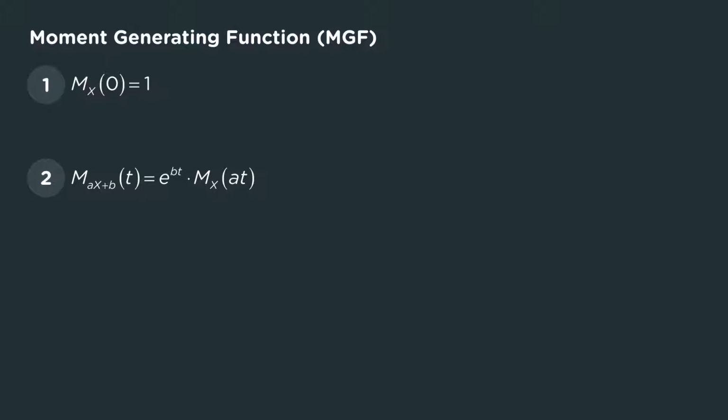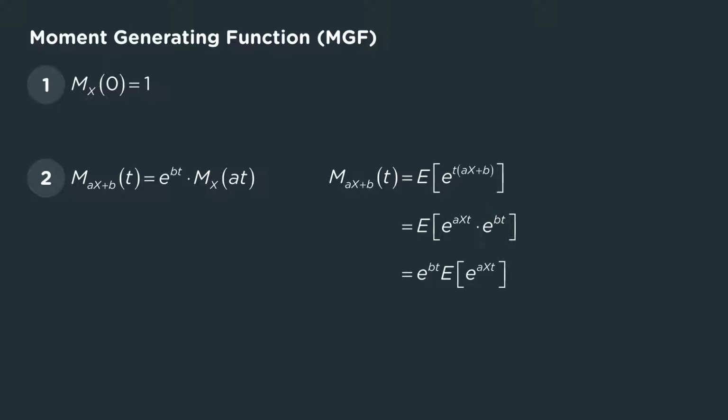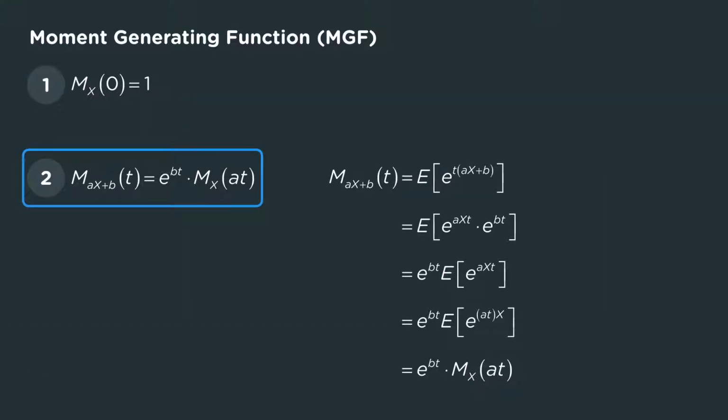Now, return to the definition. This MGF equals e raised to the t times the quantity a times x plus b. Create two exponential terms. Notice the bt term doesn't have a random variable x, so treat it as a constant and factor. Now, group a and t. What does this resemble? It resembles an MGF with a times t as the MGF variable rather than t. And that's exactly the result.